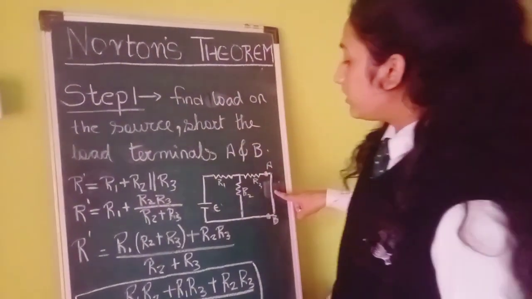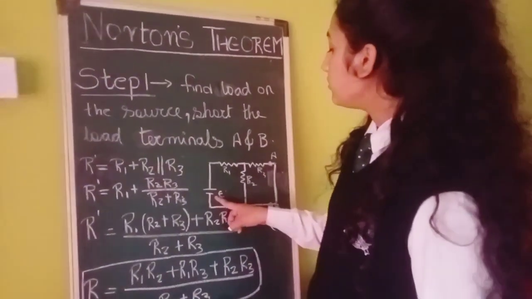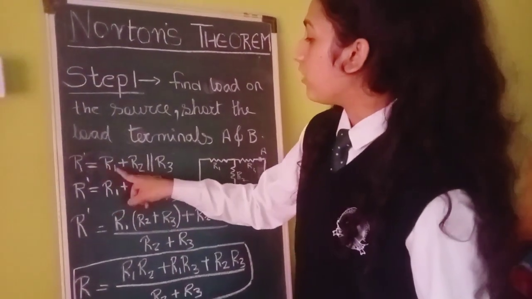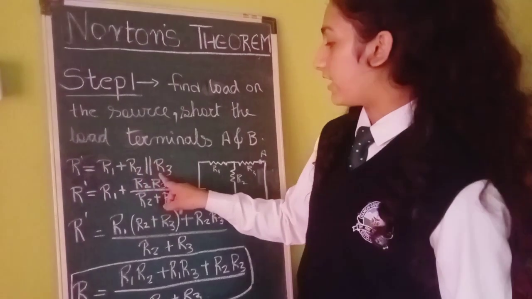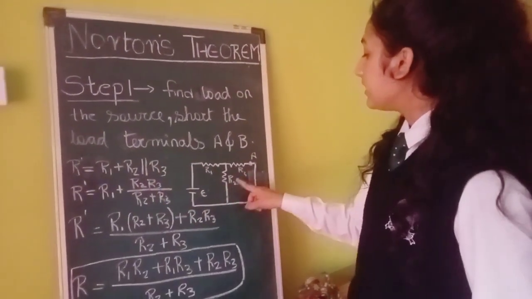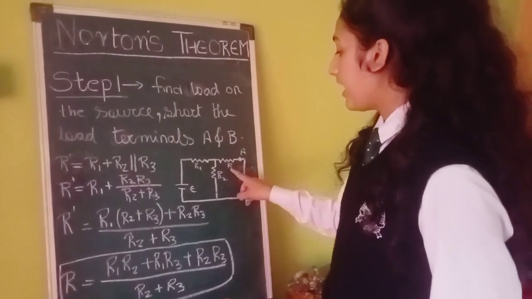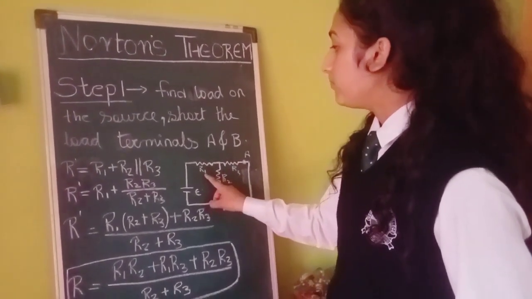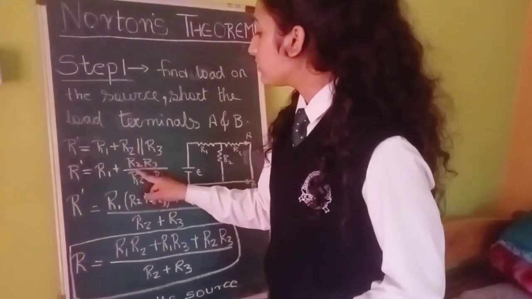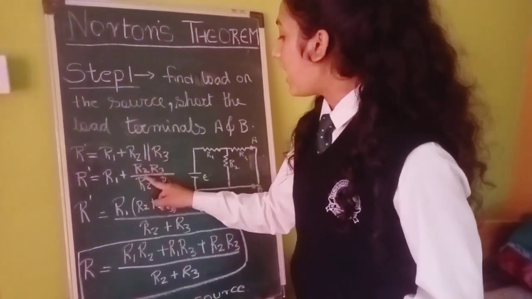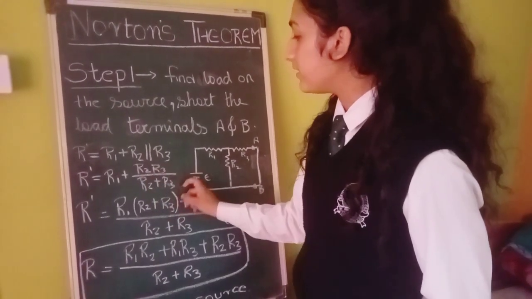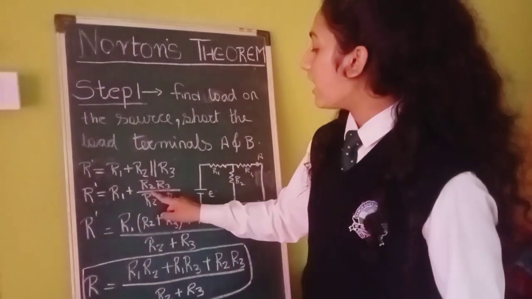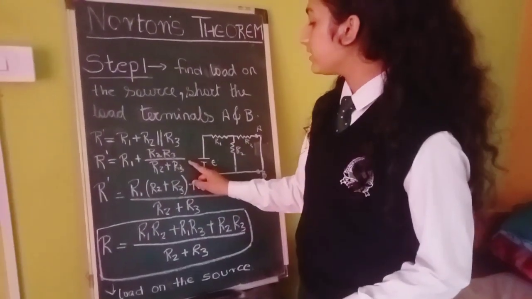Okay. Let us assume that the load on the source be R dash. R dash will be equal to R1 plus R2 parallel R3. Here, R2 is in parallel combination with R3. And R2 parallel R3 is in series combination with R1. So, equivalent resistance of R2 parallel R3 will be R2 R3 whole divided by R2 plus R3. So, R dash equals R1 plus R2 R3 whole divided by R2 plus R3.